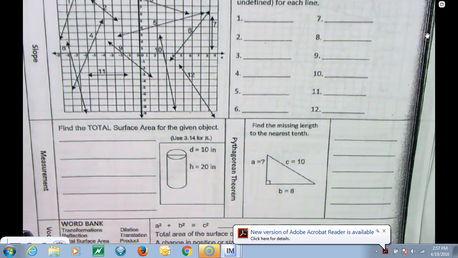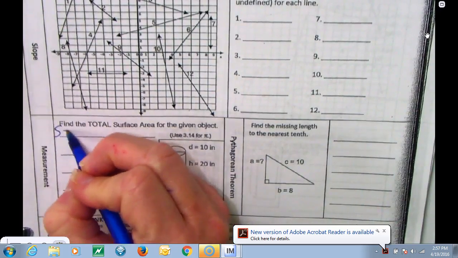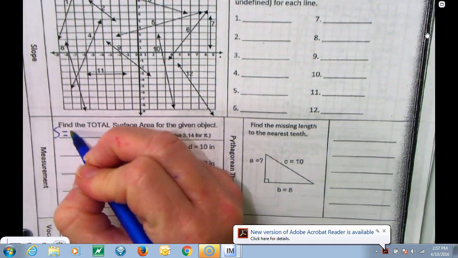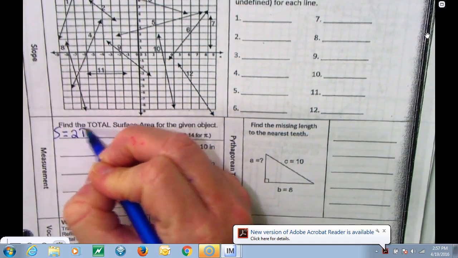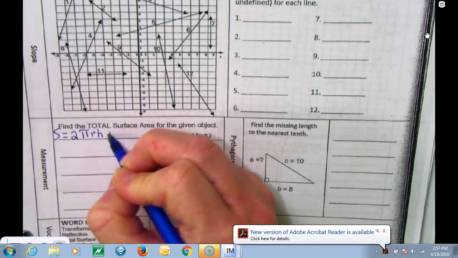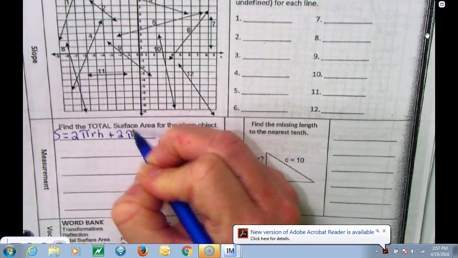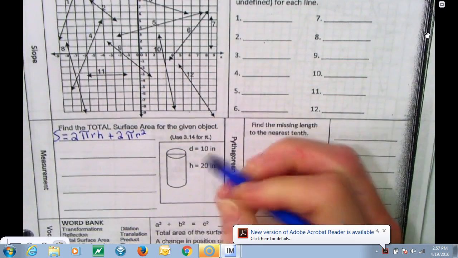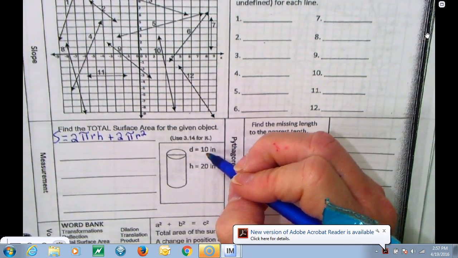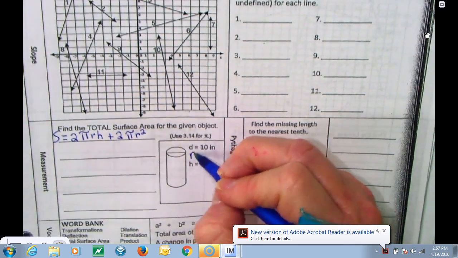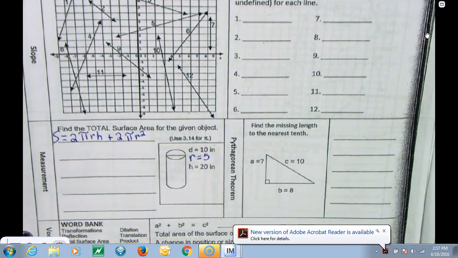Okay, these are easy to do, right? So simple. When you find the total surface area, what are you going to write? S equals, of a cylinder, 2 pi rh plus 2 pi r squared. Oh, we don't have the radius over here. If the diameter is 10, the radius is 5. So you go plug in and get your answer. That's all you have to do.